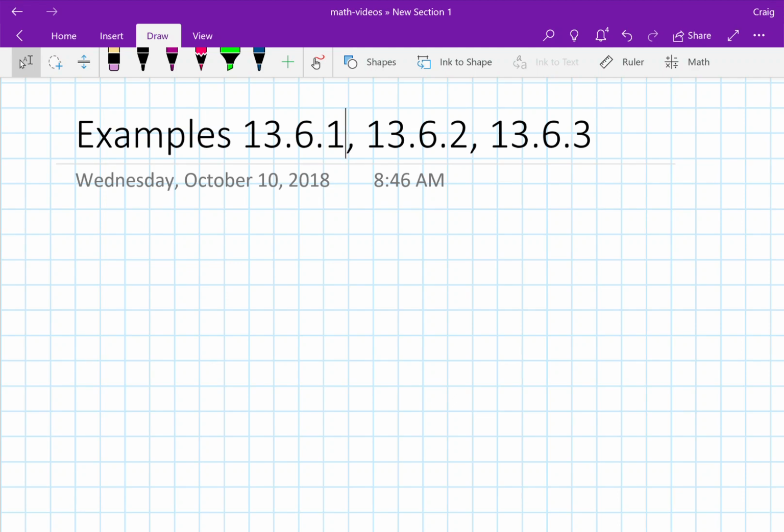This video is for examples 13.6.1, 13.6.2, and 13.6.3, which are all in relation to theorem 13.6.1 in Greenberg's book. The point of theorem 13.6.1 is, if we have a constraint relation between two variables, f is the constraint function of x and y, such that f is equal to 0, and in examples 13.6.1 and 13.6.2, the constraint function is x squared minus 4 y squared minus 4. Okay, again, this is called a constraint function.